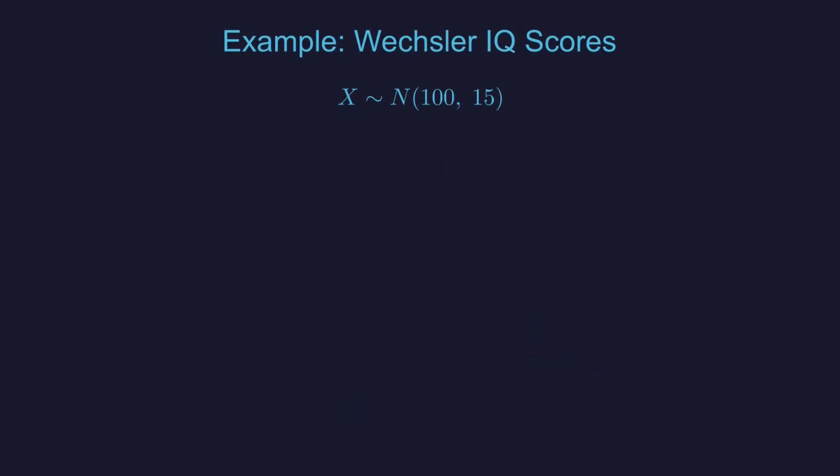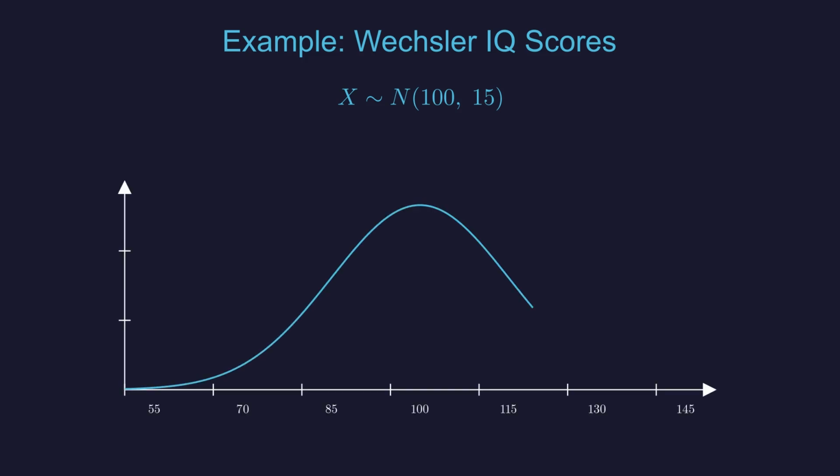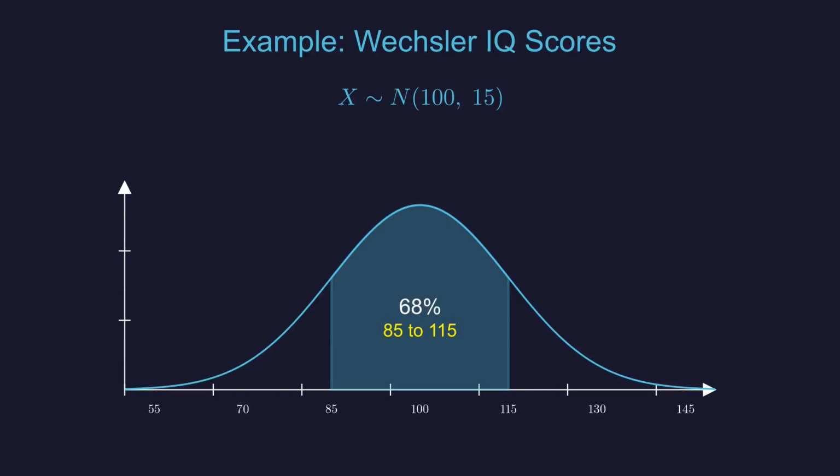Let's see a real-world example. Wechsler adult intelligence scores follow a normal distribution with mu equals 100 and sigma equals 15. Here is the bell curve for IQ scores. Applying the 68% rule, 68% of scores fall between 85 and 115, that is, within one standard deviation of the mean. And 95% fall between 70 and 130, within 2 standard deviations. A score below 70 or above 130 would be quite unusual, occurring only about 5% of the time.